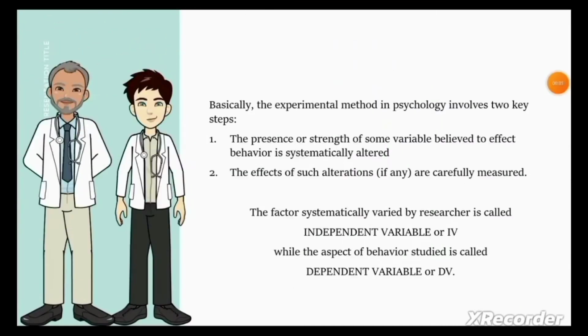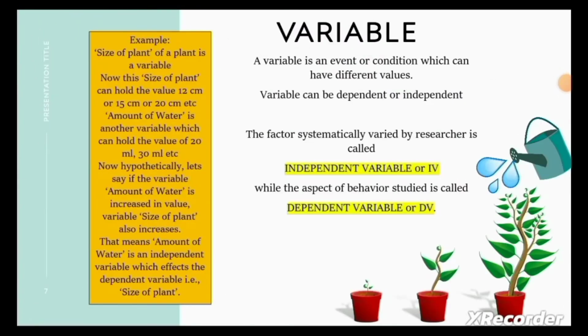So basically, the experimental method in psychology involves two key steps. The presence or strength of some variable believed to affect behavior is systematically altered. The effects of such alterations, if any, are carefully measured. The factor systematically varied by researcher is called independent variable or IV, while the aspect of behavior studied is called dependent variable or DV. Now let us understand what is a variable.